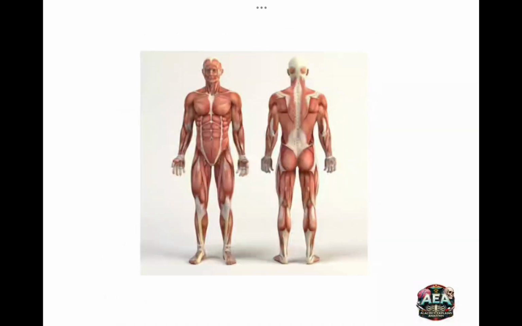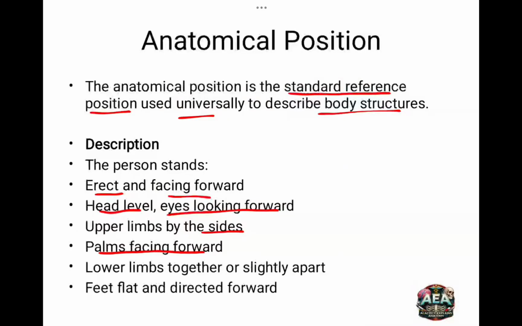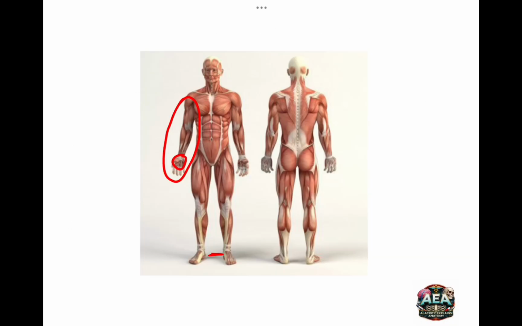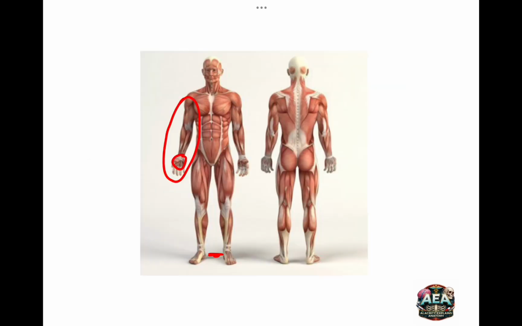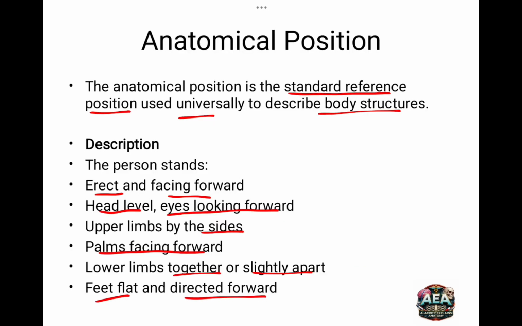The upper limbs are by the sides with the palms facing forward. We have the lower limbs together or slightly apart. Look at them. They are together or slightly apart. And the feet are flat and they are directed what? Forward. The feet are directed forward. This is the anatomical position.